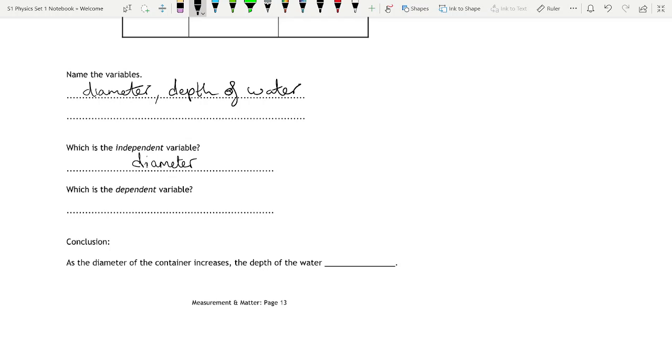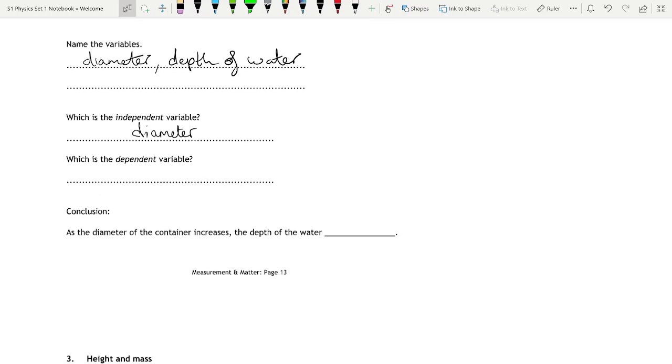So the dependent variable, the thing that varied because you changed it, was therefore the depth of water. So hopefully what you found was that as the diameter of the container increased, the depth of the water got smaller and smaller. Did you find that? So the depth of the water decreased.